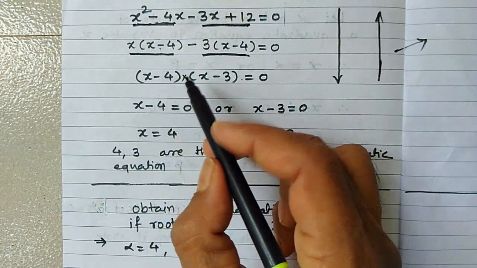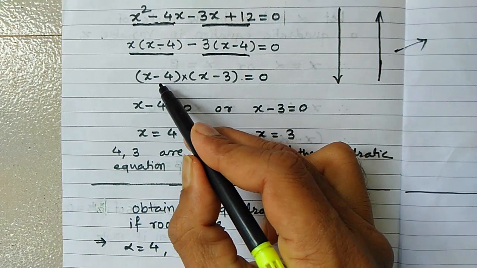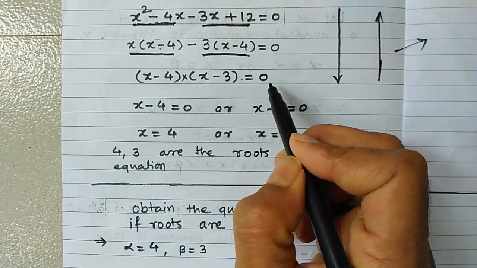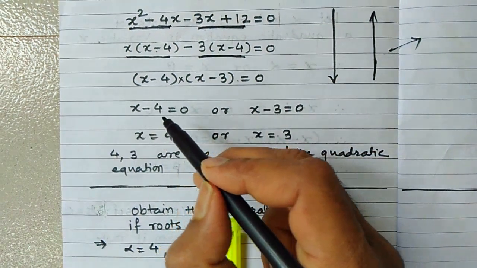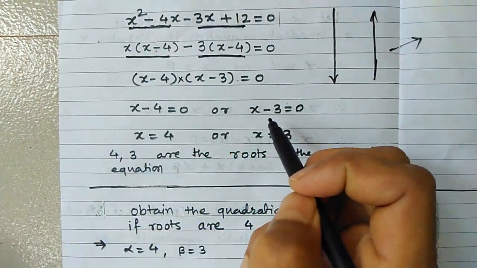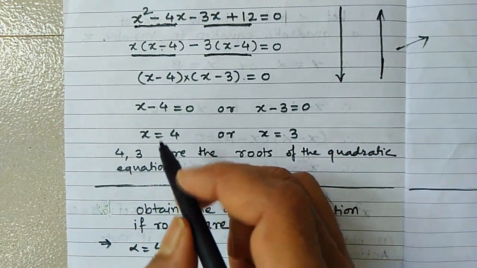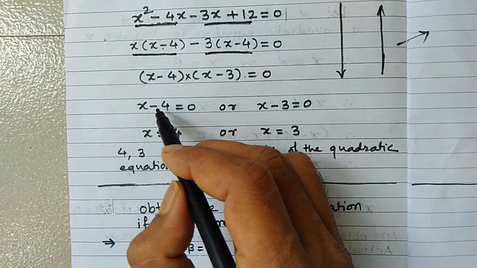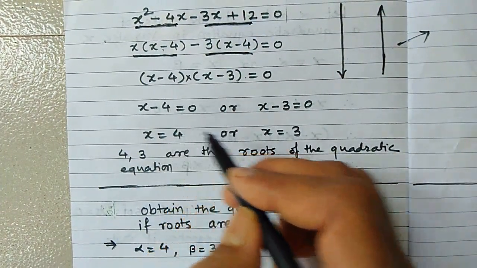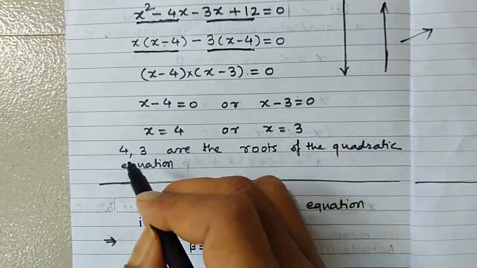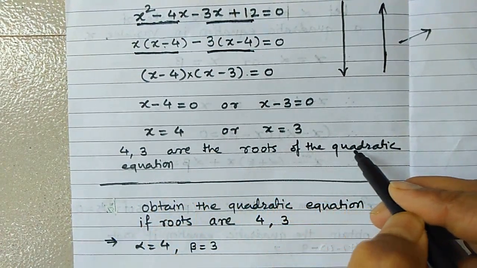Similarly, write x minus 3 as it is and transpose x minus 4 to the right side. 0 upon x minus 4 means 0. That means in this way we get two separate equations, x minus 4 is equal to 0 or x minus 3 is equal to 0. Now transpose minus 4 and minus 3 to the right side: x is equal to 4 or x is equal to 3. 4 and 3 are the roots of the quadratic equation.